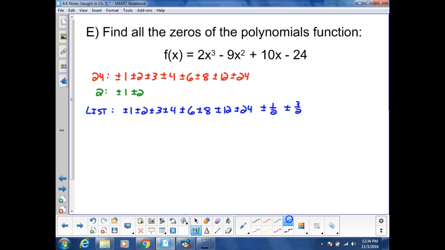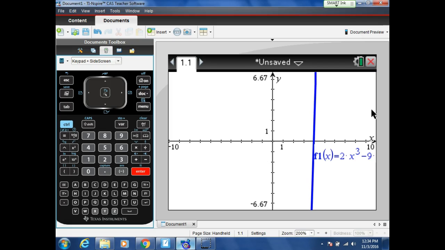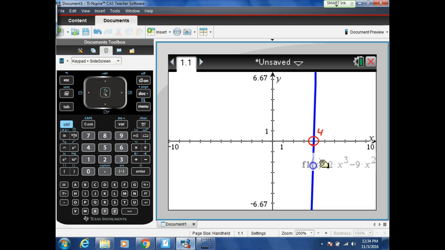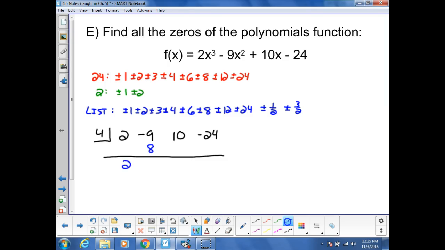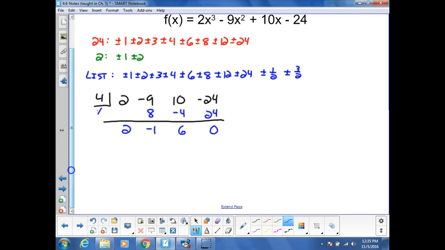What do you got? Positive 4, okay? What's one way we can narrow it down? Graphing calculator, okay? Or we just try some. But here then, we had positive 4 was a possibility. Okay? You can't see it, but this really is my function. Okay? All right? So let's try here now positive 4. 2, negative 9, 10, and negative 24. 2, 8, negative 1, negative 4, 6, 24, 0. Bingo.